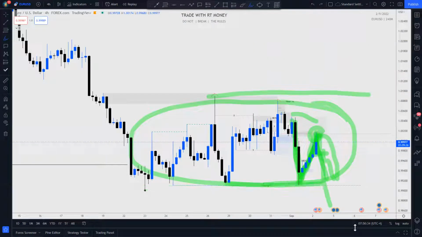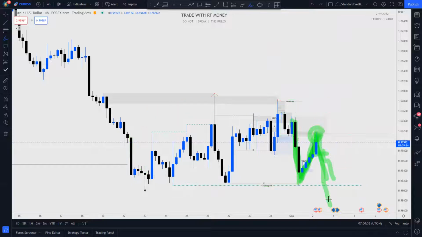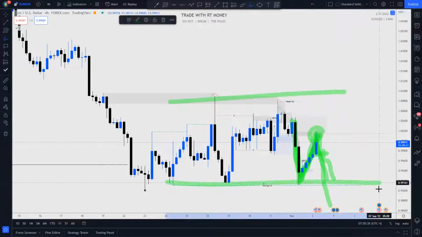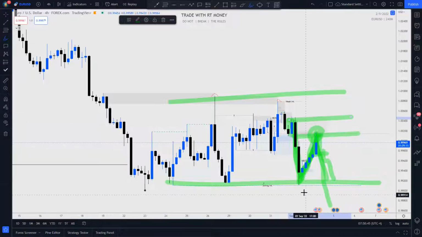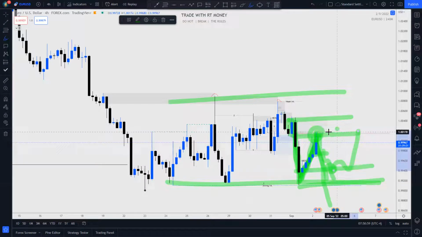So we're in the middle of this range. You've got to be careful in here. Take the 4 hour, mark your 4 hour zones, and look for the reactions to those zones. Go to the 15-minute, look for confirmations, and then take your trades.